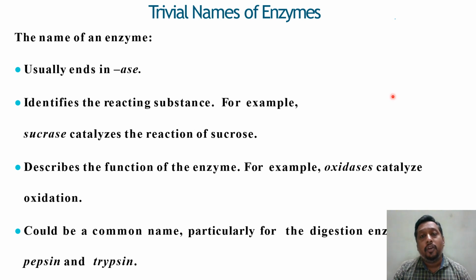So before going in further, we should also be able to understand the trivial names of an enzyme. The name of an enzyme usually ends in -ase. It also identifies the reacting substance. For example, sucrase catalyzes the reaction of sucrose. It also describes the function of the enzyme. For example, oxidases catalyze oxidation reactions. It could be a common name, particularly for digestion enzymes such as pepsin and trypsin.